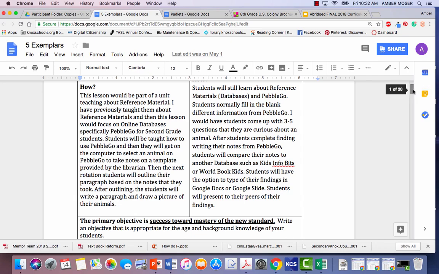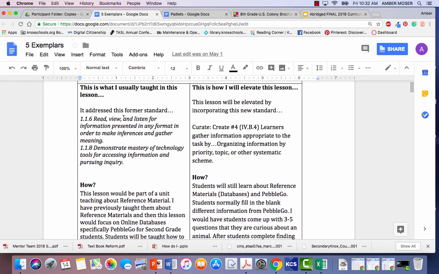So this very much appears to be in line with these former standards. Review and listen for information in order to make inferences and gather meaning. They're definitely gathering meaning through reading about their animals. And demonstrate mastery of technology tools for accessing information and pursuing inquiry. So they were definitely having to master basic computer skills and navigation of Pebble Go. They were also doing a few other things, namely, looked like they were focusing on some writing, but definitely we were in the right ballpark with these former standards.